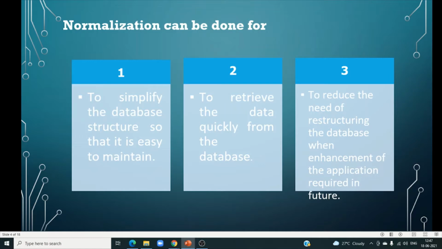Okay, for which purpose can normalization be done? To simplify the data structures, which are easy to maintain, and to retrieve the data quickly from the databases, and also to reduce the need of restructuring the database when enhancement of the application is required. What is the meaning of that? Reduce the insufficient information, insufficient data from the databases.